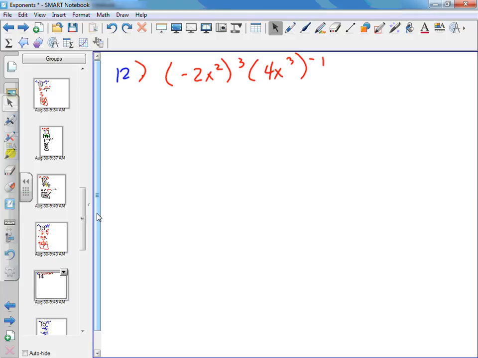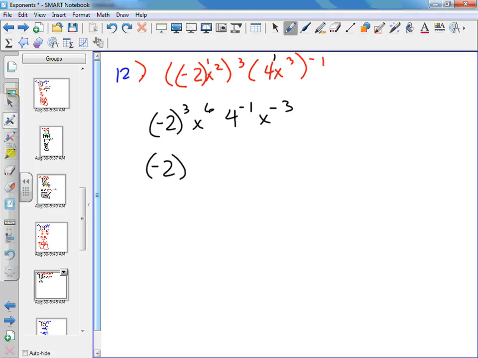Now, why am I saying that? Because these go together. The negative 2 needs to have parentheses around it because you need to understand that you're not just taking that 2 to a power, but the negative goes with it. Is everybody with me on that? Okay, so with that said, I'm going to have negative 2 cubed x to the 6. Over here, I'm going to have 4 to the negative 1, x to the negative 3. Yes or no, folks? We good? Numbers with numbers, letters with letters. Negative 2 cubed times 4 to the negative 1, x to the 6, x to the negative 3.